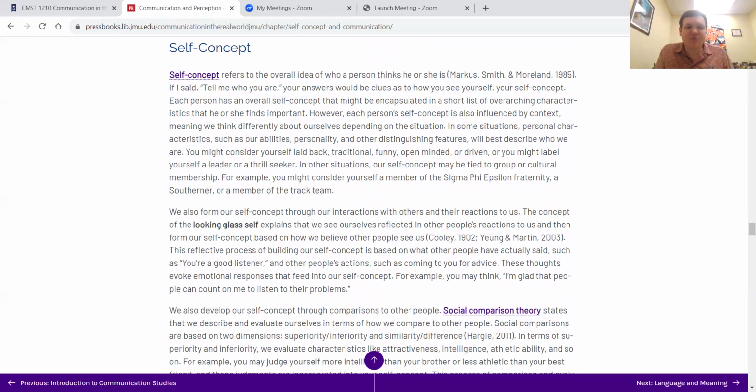And then form our self-concept based on how we believe other people see us. So again, is my concept of myself, my self-concept, more accurate than someone who knows me really well, how they view me? Those probably aren't the same, right? How we view ourselves and how each other person views us. They probably know different versions of Bradley.